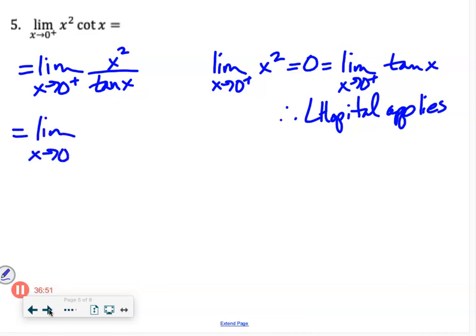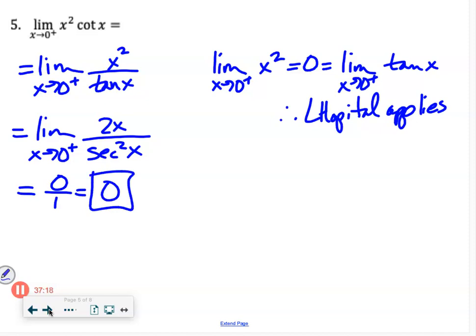So, the derivative of x squared is 2x. That's the derivative of tangent, secant squared x. Plug in the 0 on top, you get 0. What is the secant of 0? What is the cosine of 0? 1. So what's the secant of 0? 1, because it's the reciprocal of cosine. 0 over 1 is 0. That's your answer. Done.